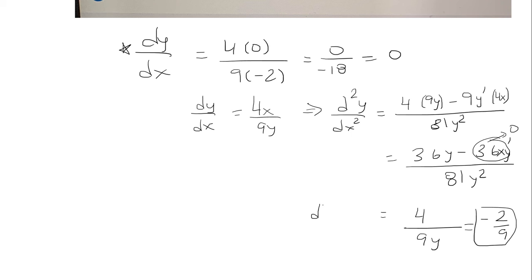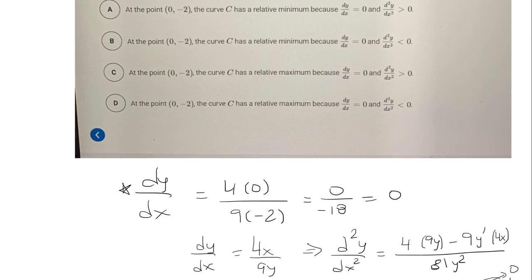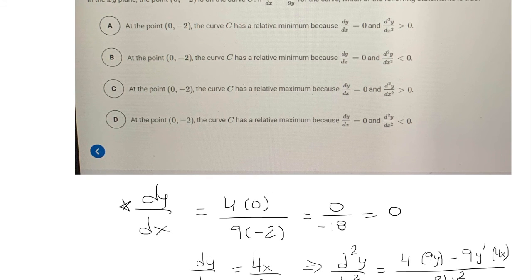Okay, so the second derivative is negative. So that eliminates a bunch here. So we can eliminate A, we can eliminate C. Now, if the second derivative is negative, then that means it's concave down like this, and it looks like a maximum by the second derivative test. So this would have to be a relative maximum at (0, -2).